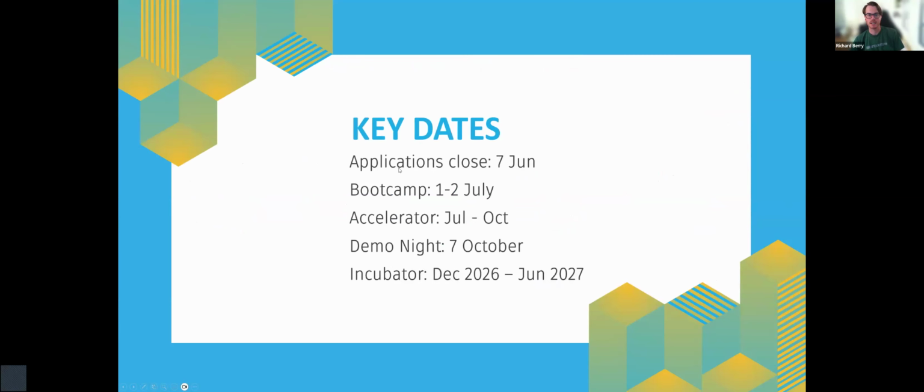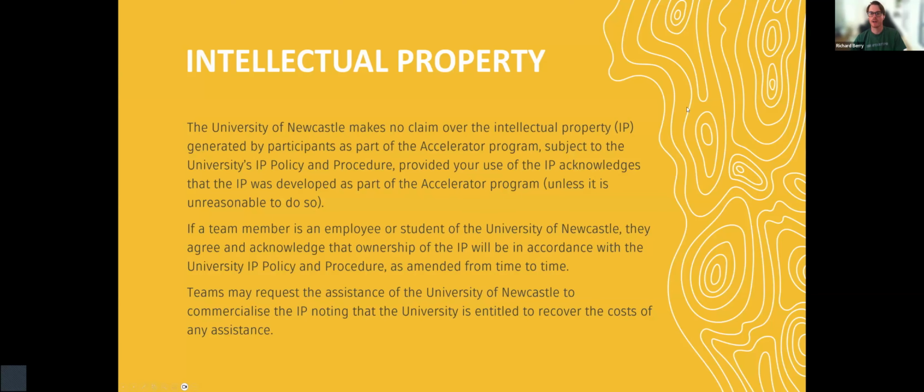And of those 20, on the 1st and 2nd of July, you'll join us at Q at Honeysuckle. And then after that, we'll use the scores provided by experts and investors and make the cut to 12. And the accelerator will take place from late July through to October. Demo night happens 7th of October, and the week after that is the last week of the program. And the incubator phase I spoke about that Callan leads, VMS and the hub, happens December to June of next year.